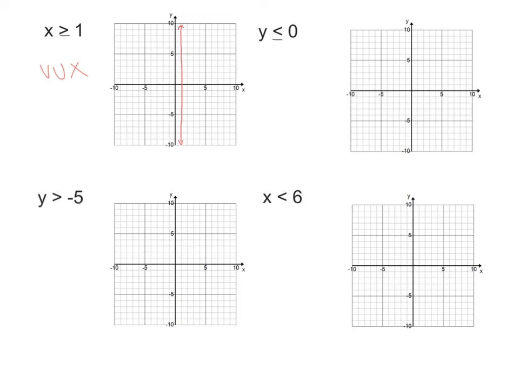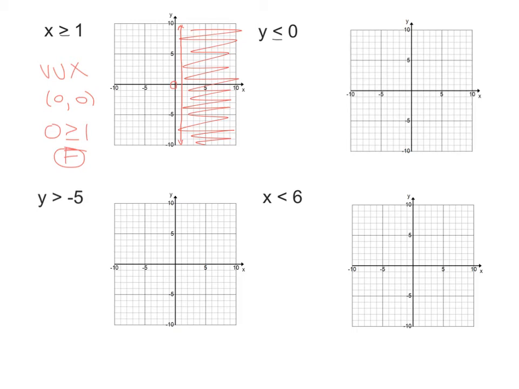There it is. And now we're going to do our shading. If I test the point 0, 0, which is right here, I will find that it says 0 is greater than or equal to 1. Well, 0 is not greater than or equal to 1. 0 is less than 1, so this is false yet again. So we need to shade away from that point. We do not have that point in our solution set. So we're going to shade this direction.